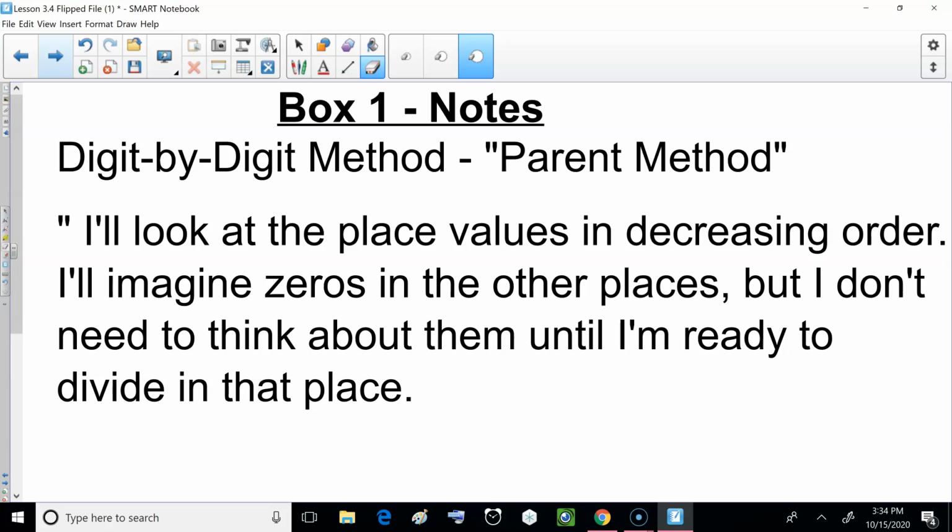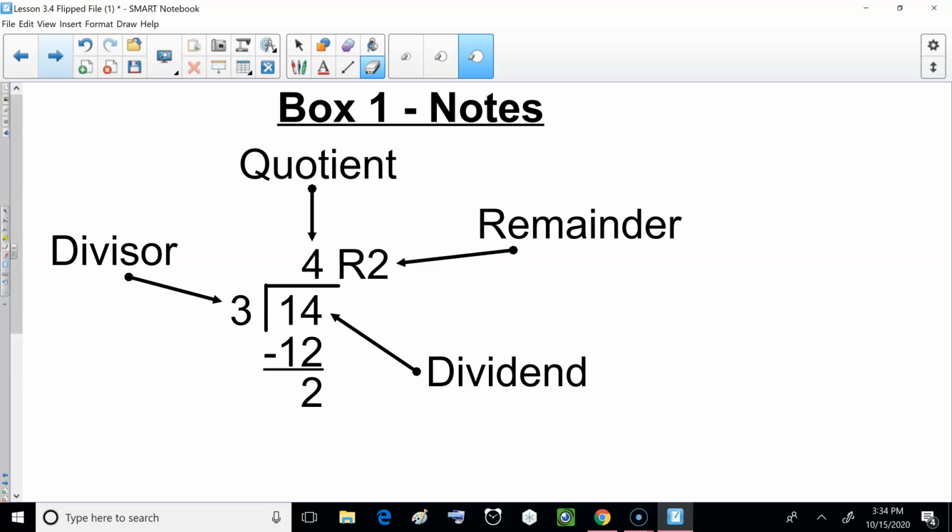So I'll look at the place values in decreasing order. I'll imagine zeros in the other places, but I don't need to think about them until I'm ready to divide in that place. Is this little saying that we recognize that can help us out? So what does that mean as an example? Not yet, just teasing you.